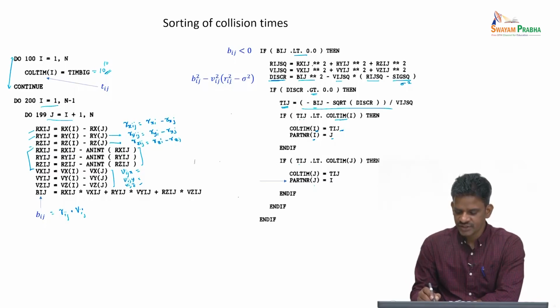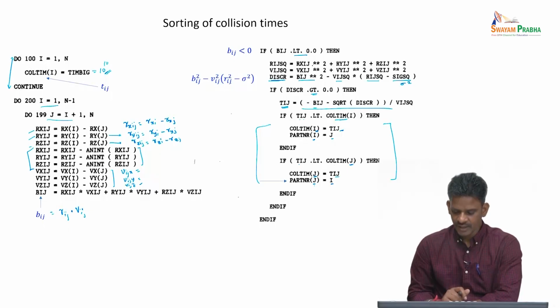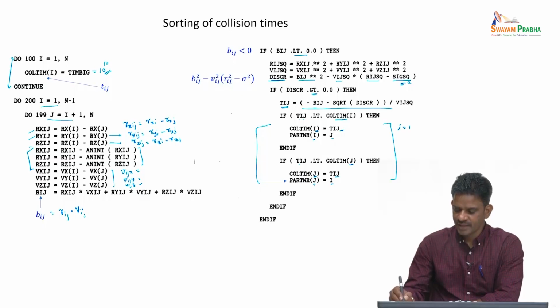Again we check whether Tij is less than the collision time of the jth particle, and if this is the case, then we update the collision time for j as Tij, and the collision partner of j is going to be i. So, in this particular loop we are basically storing the collision time and collision partner of i and j mutually. We have to do this because initially, suppose I say i is equal to 1 and j is equal to 2, but in the next cycle the third particle might have a shorter collision time scale, so it will be updated accordingly.